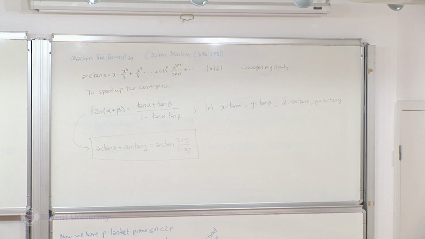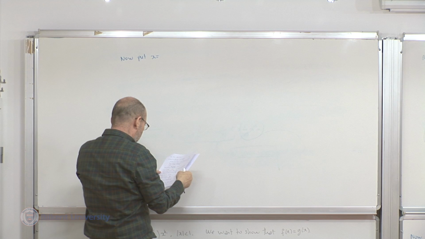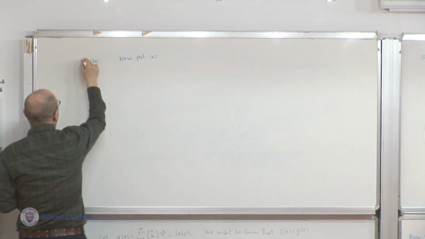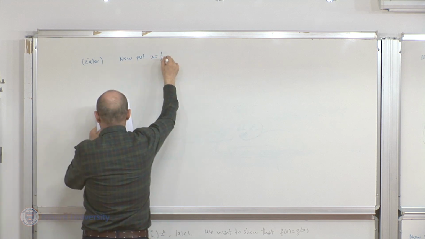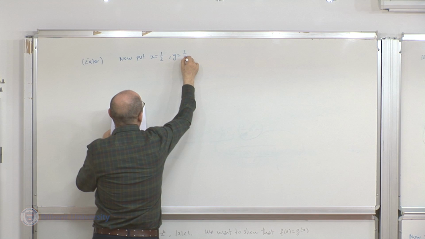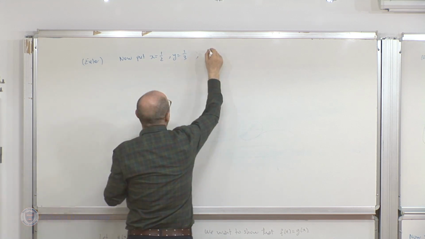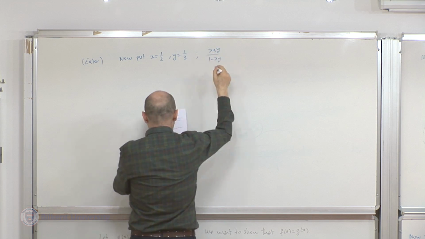Now put x equals, I think this is what, no, this is not what Machine did. This is Euler's formula. So Euler found this. Euler found the easiest one, I think, x equals 1 over 2, and y equals 1 over 3. Okay. So now if you look at x plus y over 1 minus xy, this becomes 1.